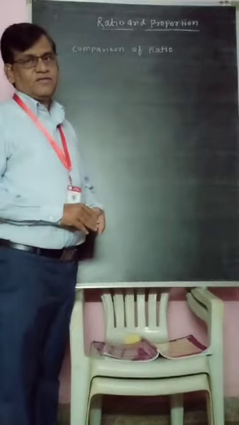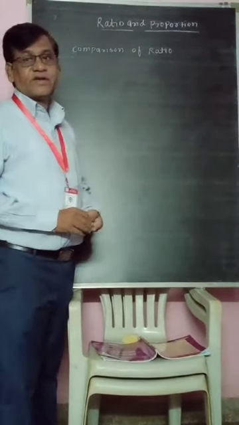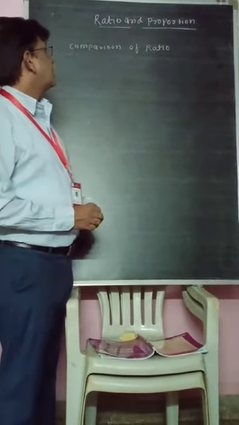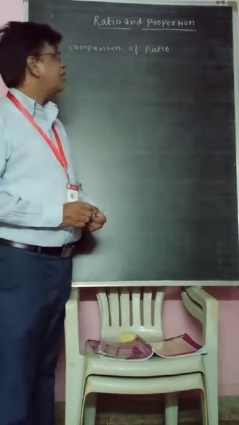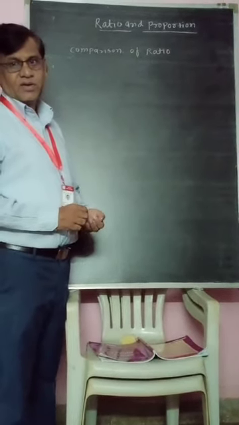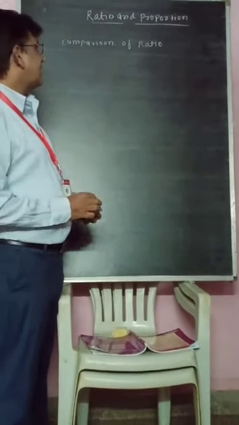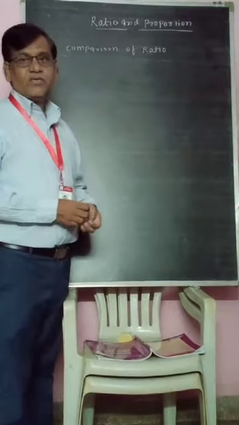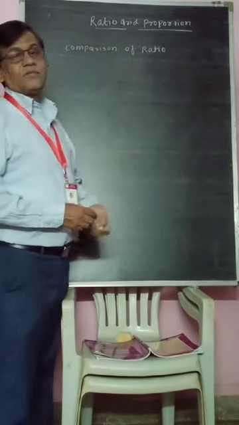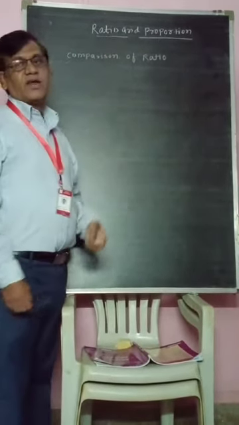In the previous class, in algebra, we already started the fourth chapter, that is ratio and proportion. In ratio and proportion, we already completed 4.1. Now we have to start the next exercise. Before starting exercise 4.2, we have to learn some concepts, the concept of comparison of ratios.